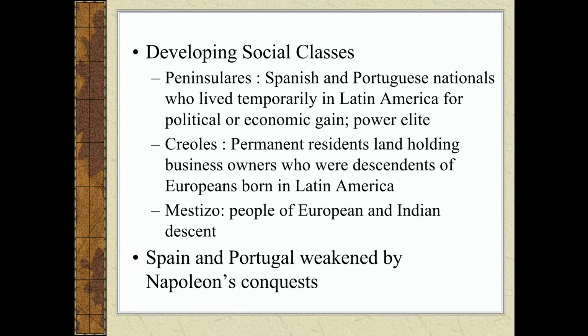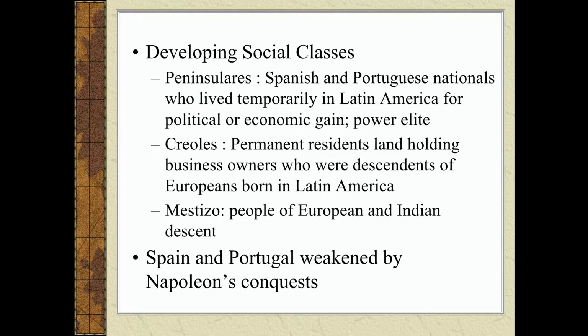Social class structure had been developed during this colonial period in Latin America. At the top of the social class structure was a group known as the Peninsulares. The Peninsulares were Spanish and Portuguese nationals who lived temporarily in Latin America for political or economic gain. Usually, these guys were very powerful and very wealthy. They didn't necessarily live in Latin America, but they would go back and forth between Europe and Latin America.